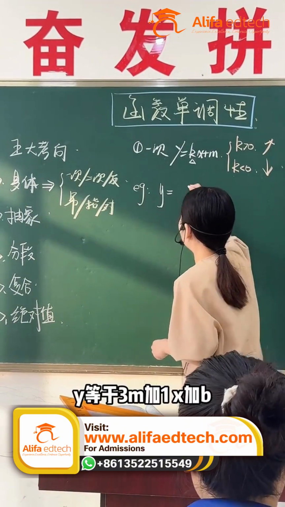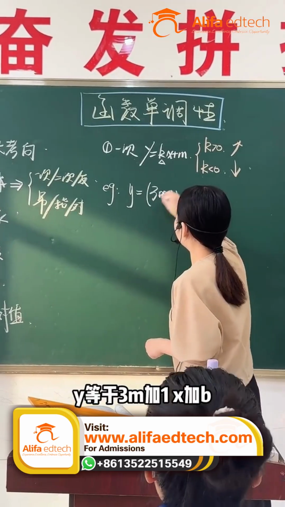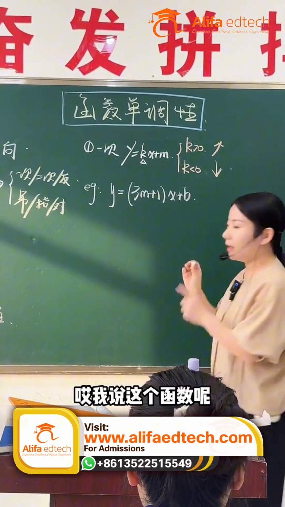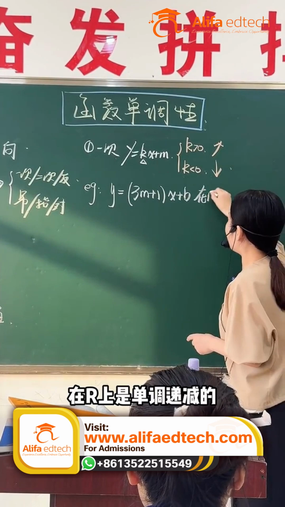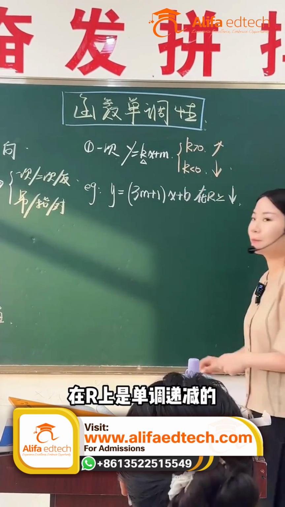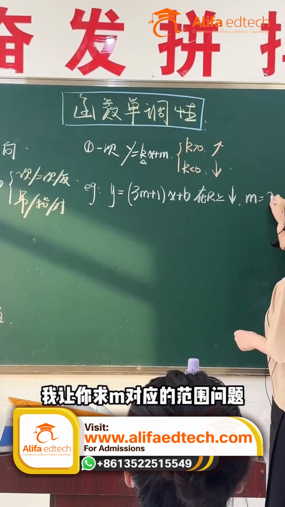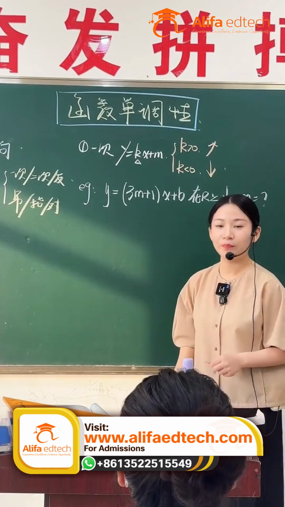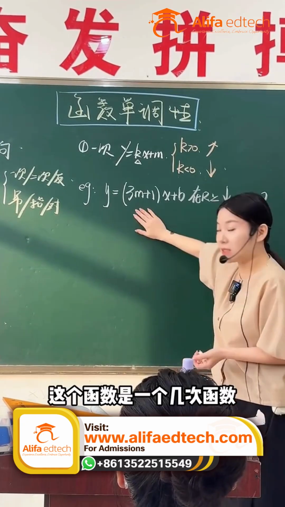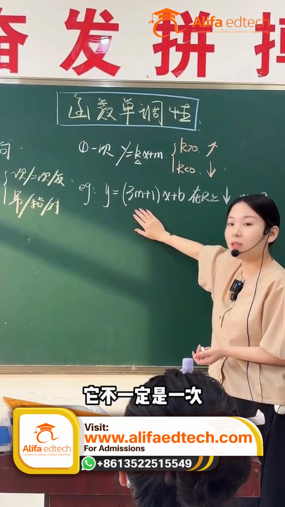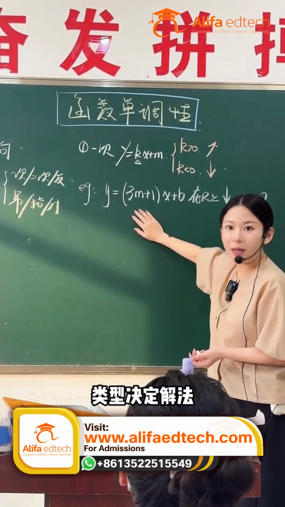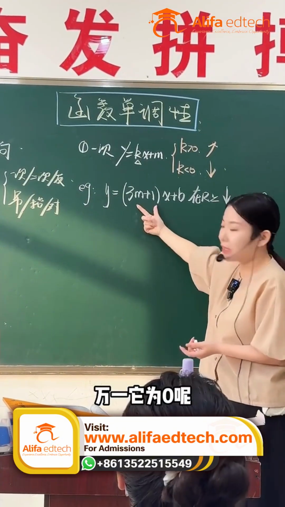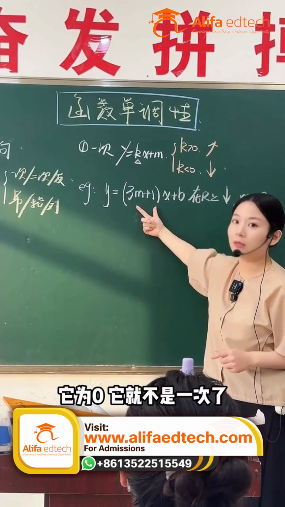Okay, let me give you an example to see if you can solve it. For instance, y equals (3m plus 1)x plus b. Now, I'm telling you, this function is monotonically decreasing on R. I want you to find the range for m. So, what kind of function is this? Linear. It's not necessarily linear. The type determines the solution method. What if it's 0? If it's 0, it's not linear.